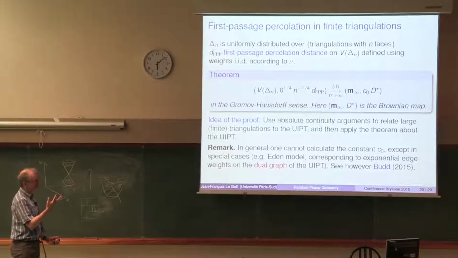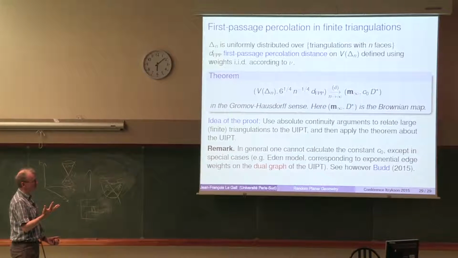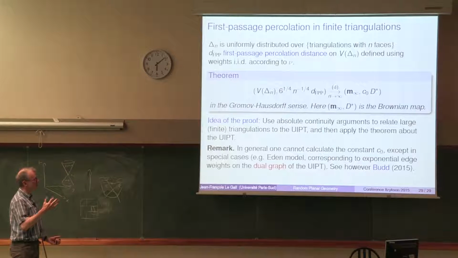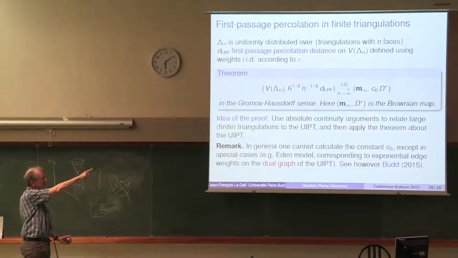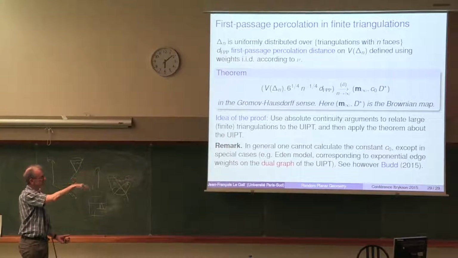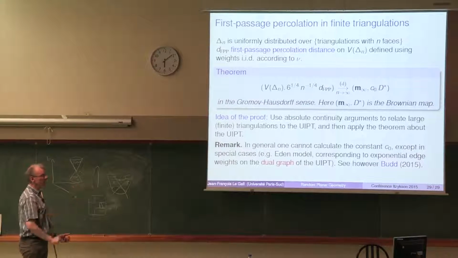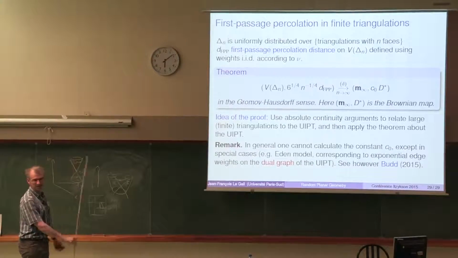Just to say, as a last word of conclusion, in general you cannot hope to compute C0, because it's given by a subadditivity argument. But there are special cases where you can hope to do that, and we saw in the last lecture by Timothy Budd that he has a number of examples, not only for this FPP distance, but for other distances like the dual distance and so on, where you can hope to compute C0. Okay, thank you for your attention.